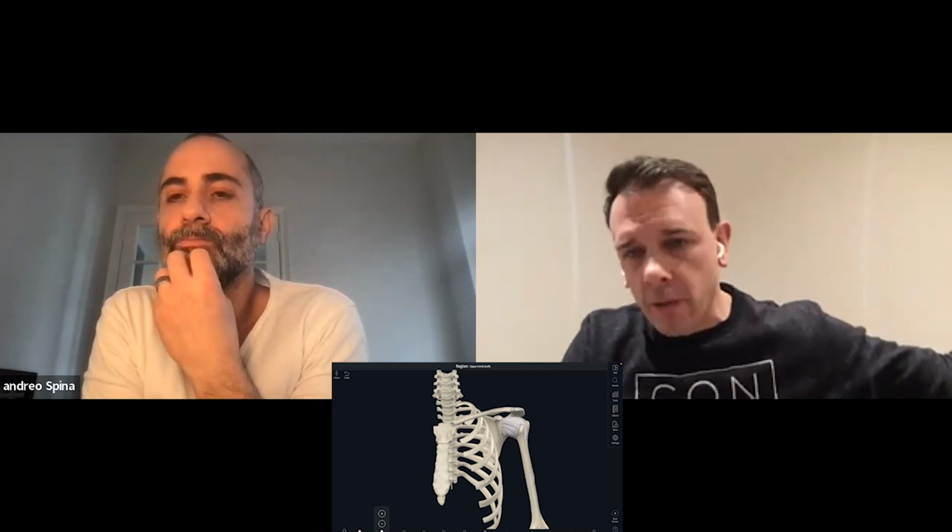And that'll carry over to AC joint problems as well. And that will carry over to stabilizing the scapula on the thoracic cage. And again, when you really break it down into the anatomical framework of what you're dealing with, it just doesn't make a lot of sense.